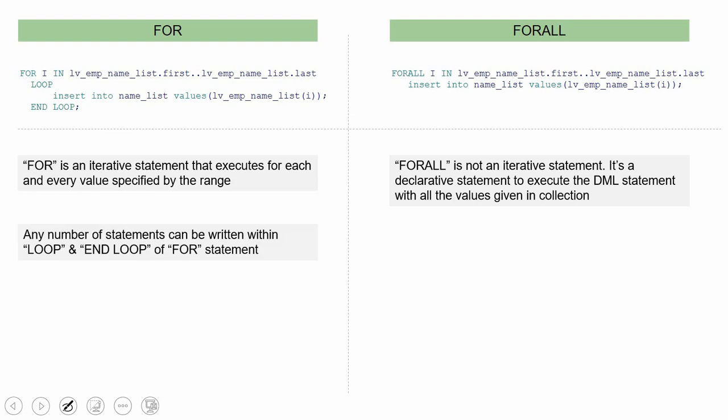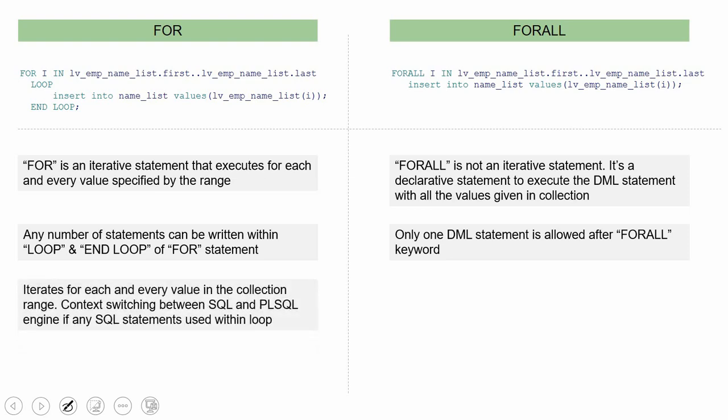The next thing is, since FOR is a loop, we can write any number of statements within the loop and the END LOOP keyword. Whereas FORALL is a declarative statement and only one DML statement should follow the FORALL keyword. No other statements are allowed because FORALL is not an iterative statement.